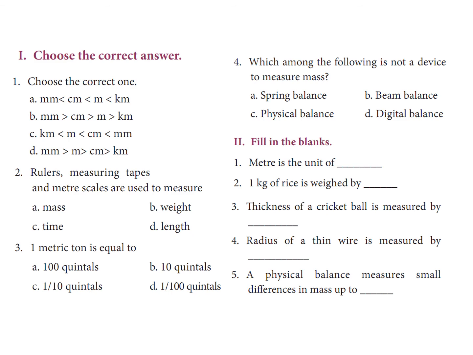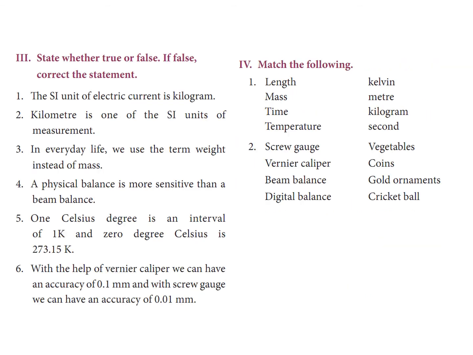First one, choose the correct answer. 4 choose the correct answers are given. Find out the answer. 5 fill in the blanks are given. You have to find out the answer. State whether true or false. If false, correct the statement. 6 statements are given. Correct it. Match the following. 2 sets of match the following are given. Match it.